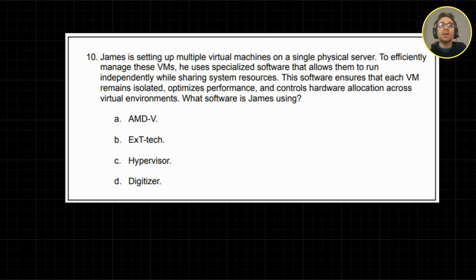This question reads, James is setting up multiple virtual machines on a single physical server. To efficiently manage these virtual machines, he uses specialized software that allows them to run independently while sharing system resources. This software ensures that each virtual machine remains isolated, optimizes performance, and controls hardware allocation across virtual environments. What software is James using?